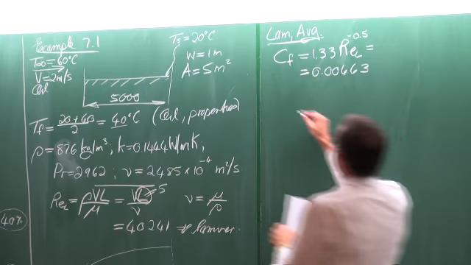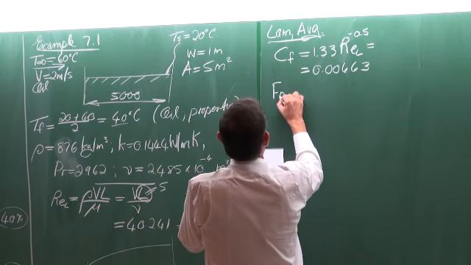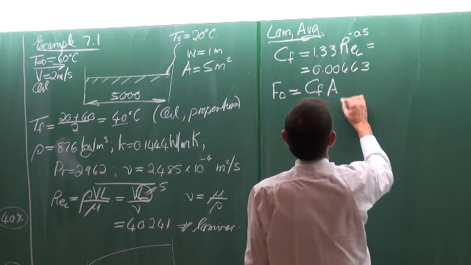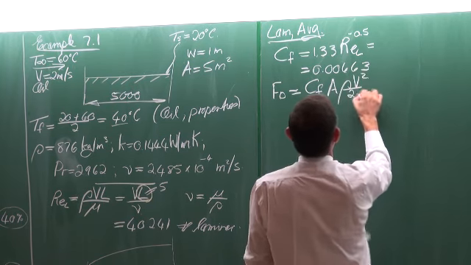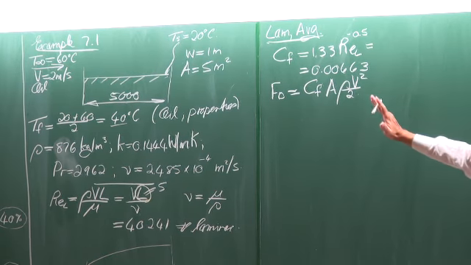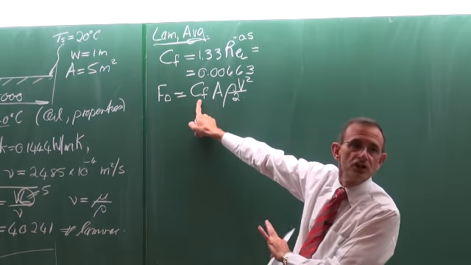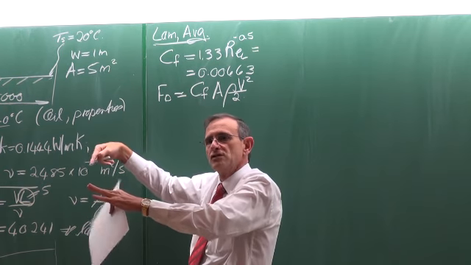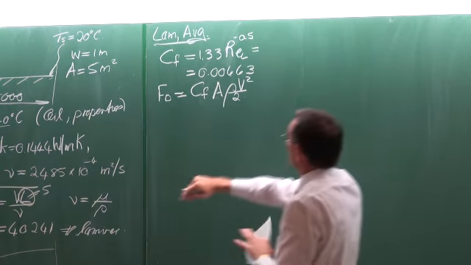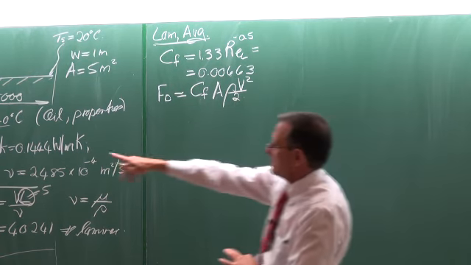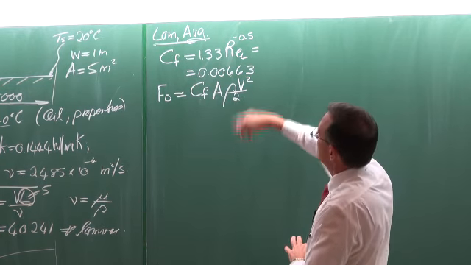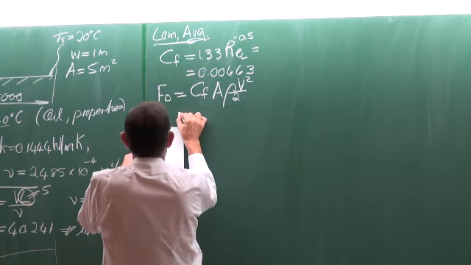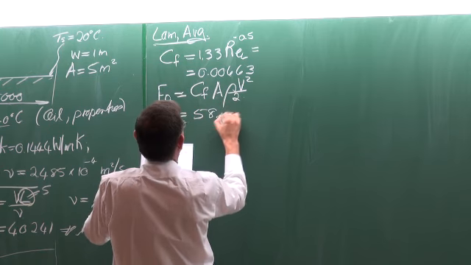Now the drag. We want to calculate the drag. The drag is equal to CF multiplied by the area, rho V squared divided by 2. Everything elementary. The CF, friction coefficient, we've just determined. The area is 5 square meters, 5 meters of plate, 1 meter in width. The density is 867. The velocity is 2 meters per second. You can do the calculation, and the drag would be 58.1 newtons.